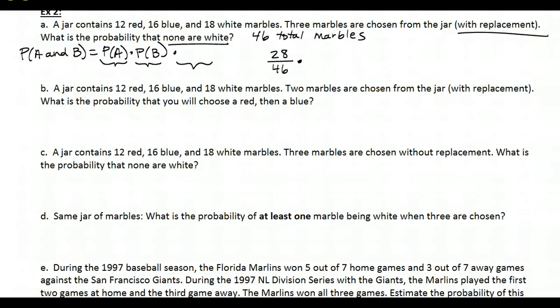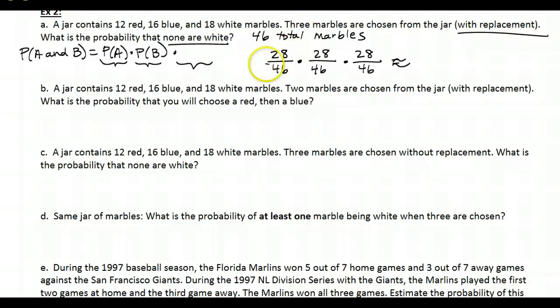Now imagine this though, I took out the marble, I put it back in before drawing the next marble. So now I'm drawing a second marble, but there's still 28 out of 46 to choose from because I put it back. I put it back again, that means that's the with replacement part, and so there's 28 out of 46 again. For most of these, we're going to do the decimal, and we're going to do 3 decimal places.